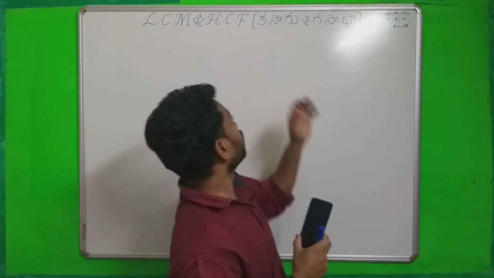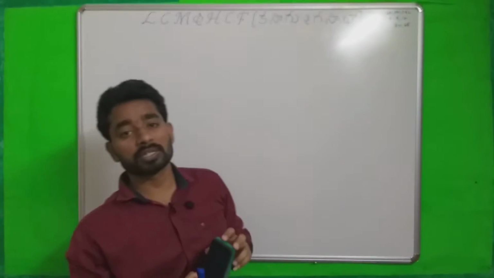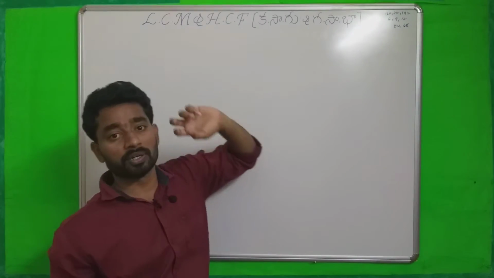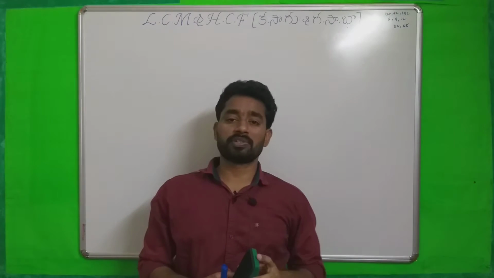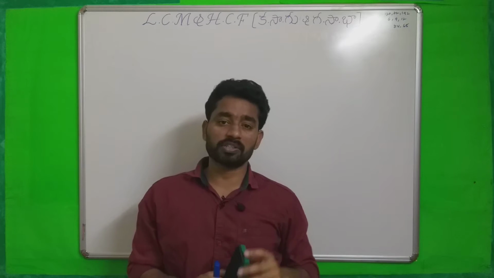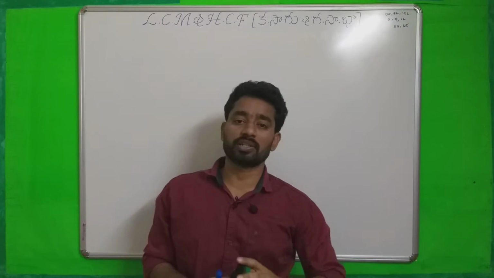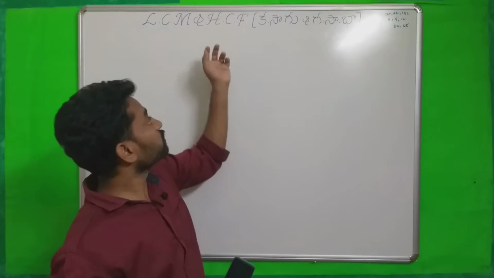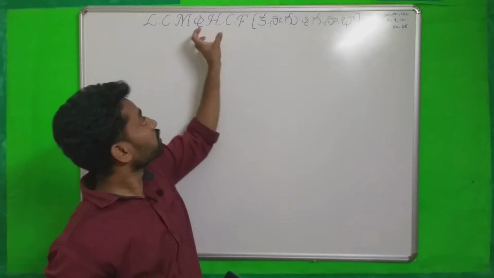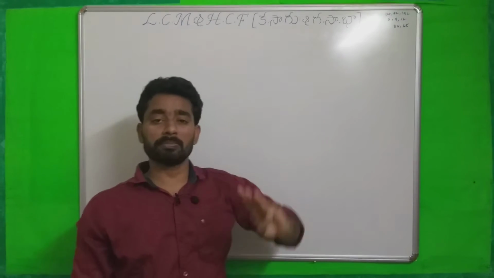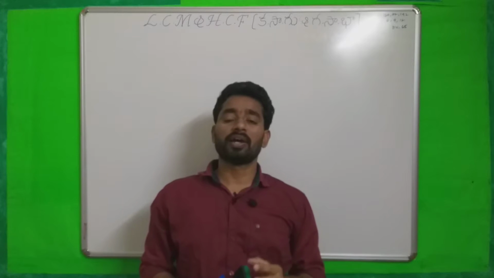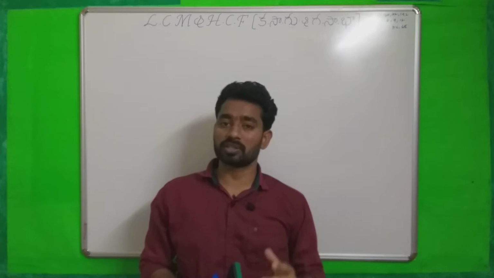First, if you are going to find LCM, by writing multiples. LCM means least common multiple. Next, by prime factorization. If you don't know prime factorization, you can watch the previous video and understand easily. Finally, the synthetic division method. To find HCF also we have three methods: by writing factors, again prime factorization, and continued division method. These are the three methods.